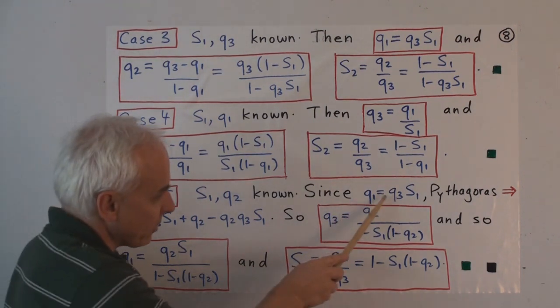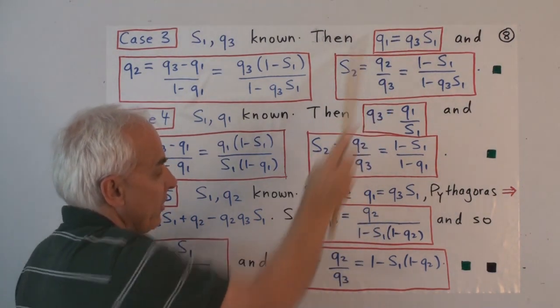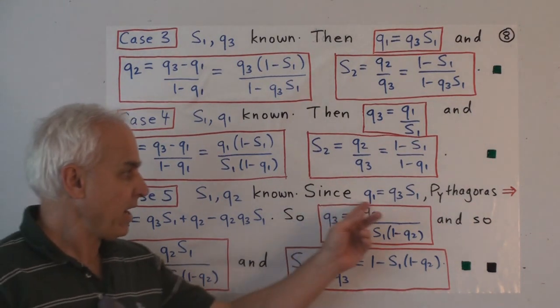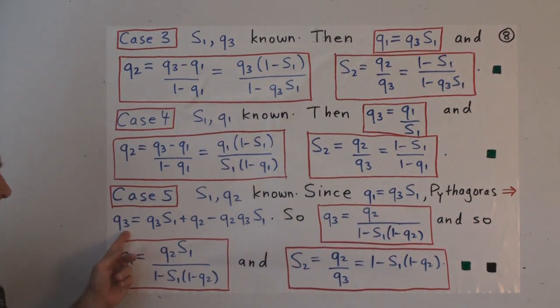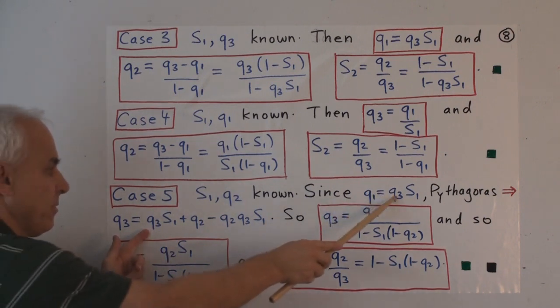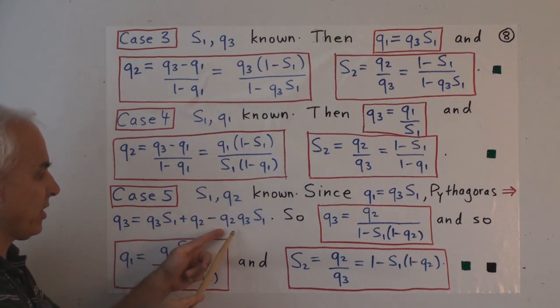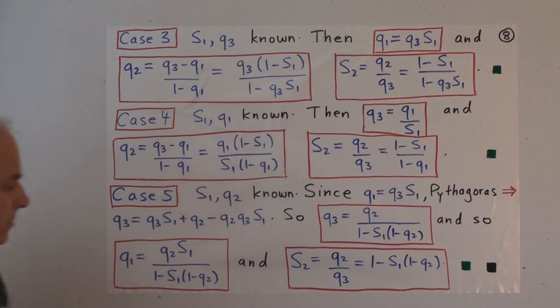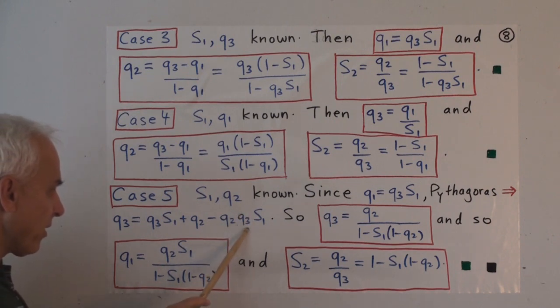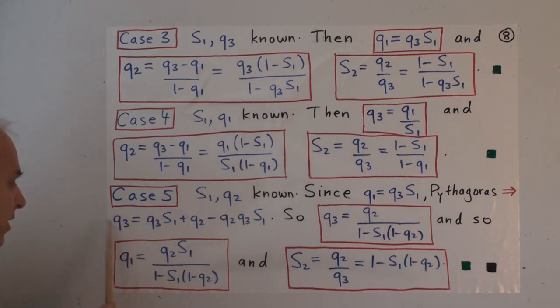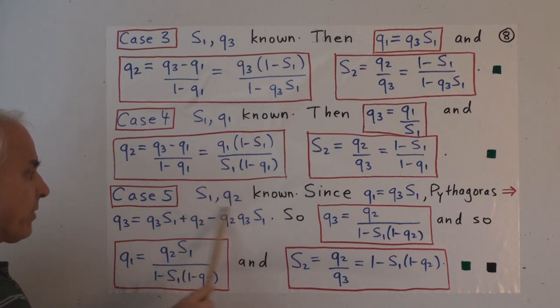Okay, so there's Q1 equals Q3 S1, the same thing that we're using there and there. We're going to now plug that into Pythagoras. So there's Q3 equals Q1, replace there, plus Q2 minus the product between Q1 and Q2. So there's Q2 and there's Q1. But having done that, we now see that the Q3 is appearing right there, right there, right there, and the other two quantities are the ones that we already know.